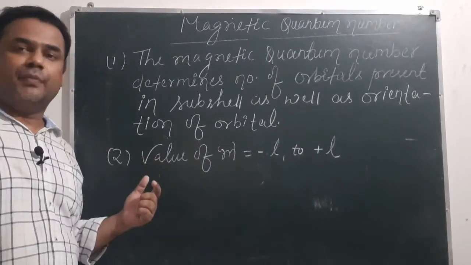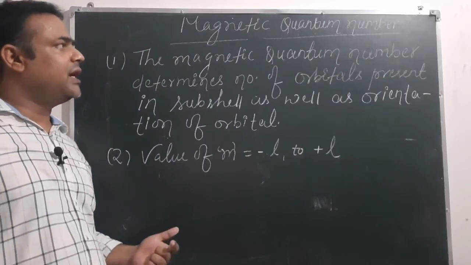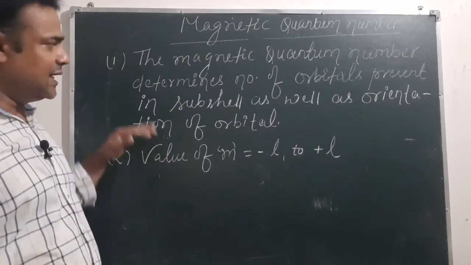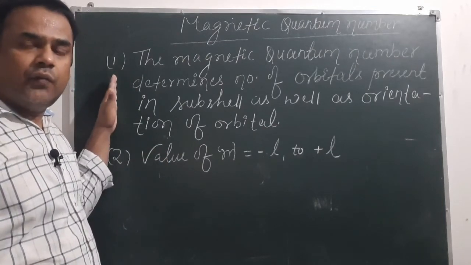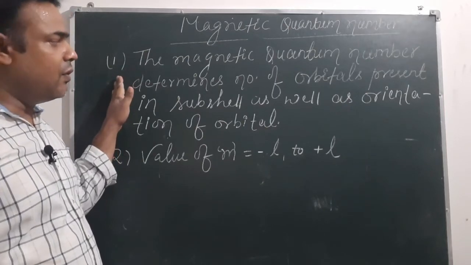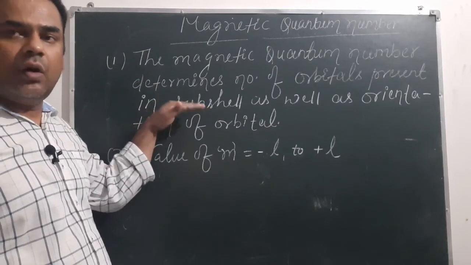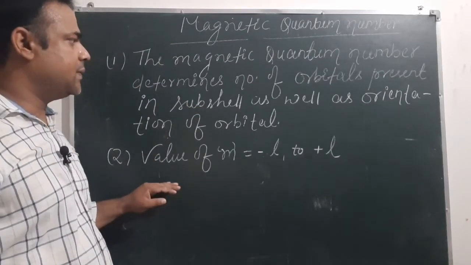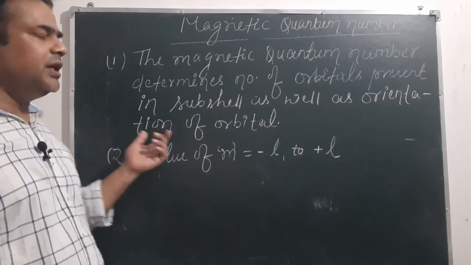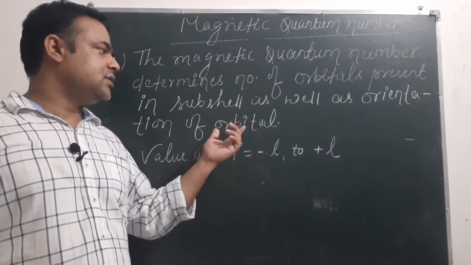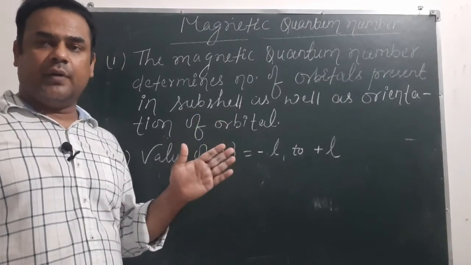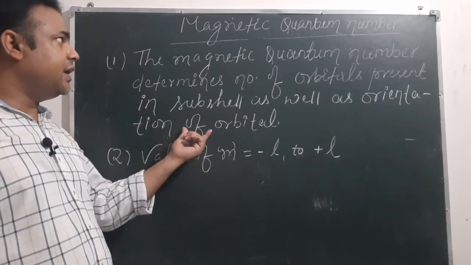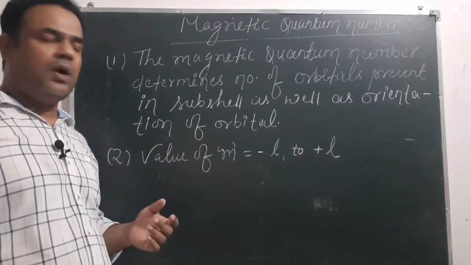Third quantum number is magnetic quantum number. With the help of magnetic quantum number, we can draw the following information. First, we can determine the number of orbitals present in a subcell. How many orbitals are present in a subcell, we can determine with the help of magnetic quantum number, as well as the orientation of the orbital, whether it is in the xy plane, yz plane, or zx plane.